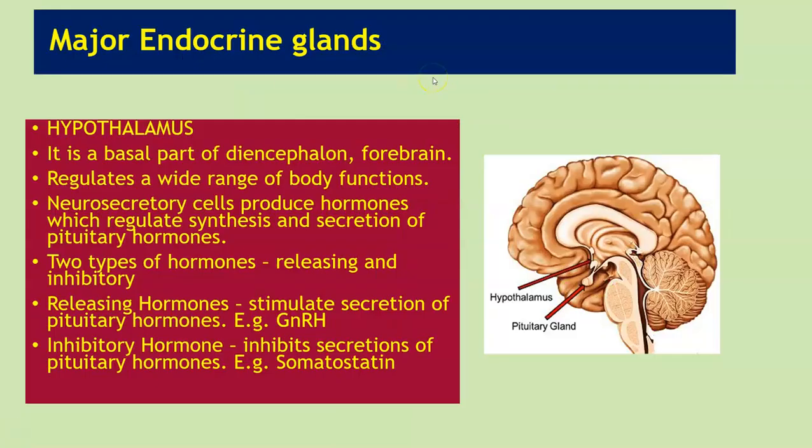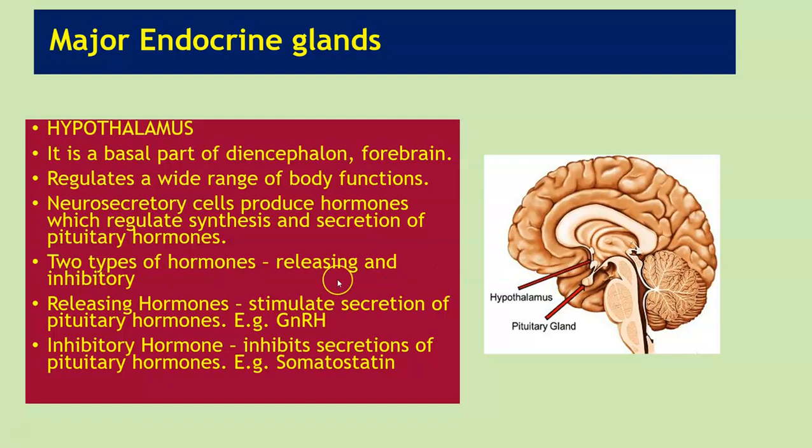The first among the endocrine glands is the hypothalamus. It is a basal part of the diencephalon, that is the forebrain. It regulates a wide range of body functions. We have neurosensory cells that produce hormones which regulate synthesis and secretion of the pituitary hormones.